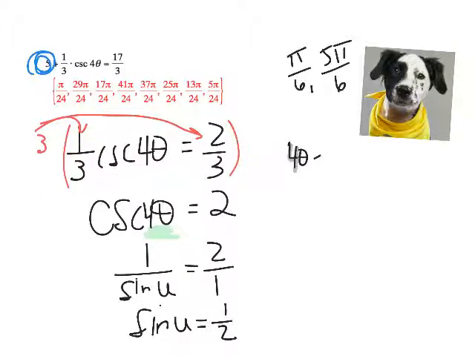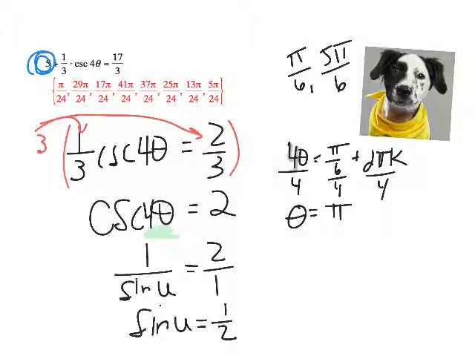So 4 theta equals pi over 6 plus 2 pi k. Divide everything by 4, and so really it's theta equals pi over 24 plus pi over 2 times k. So when you look at this, and again, I love that our software gives you all the answers, but they are so crazy out of whack.